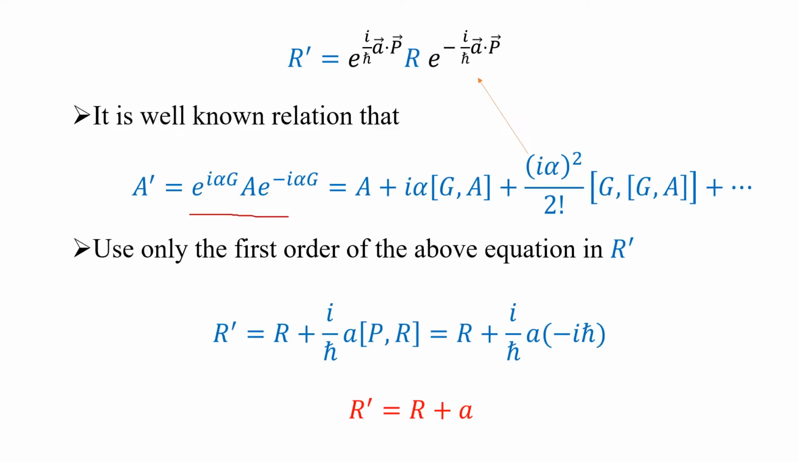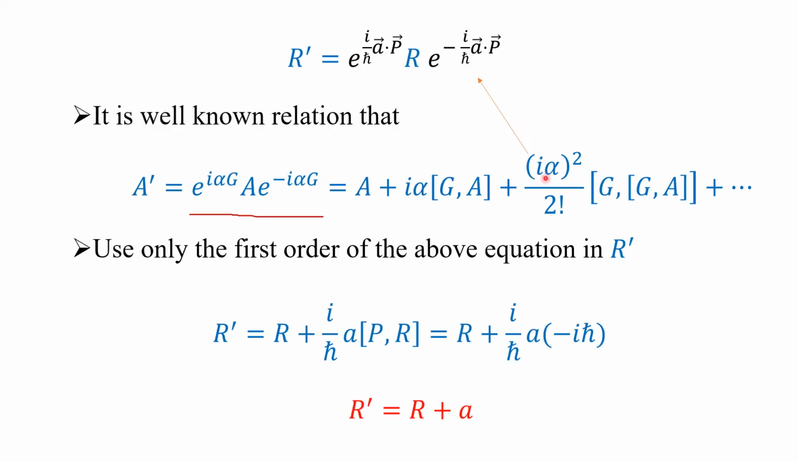That is, this is expanded as A plus i alpha commutation of G with A, plus i alpha squared by 2 factorial into the commutation of G with the commutation of G with A. It will go on, i alpha cubed over 3 factorial, and so on. It will go up to n.